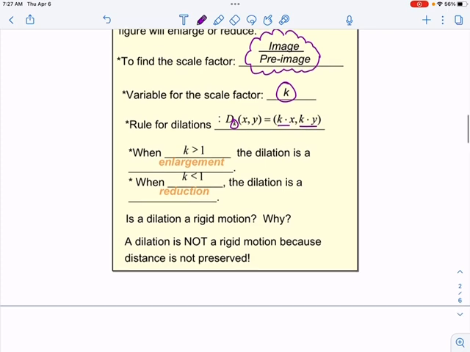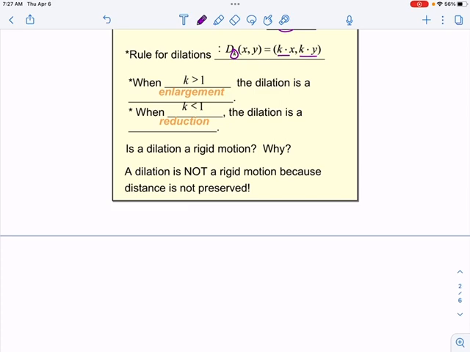If your k value is greater than 1, your dilation is going to be an enlargement. When your k factor is less than 1, the dilation is going to be a reduction. Your picture will get smaller. Underneath, it's asking, is a dilation a rigid motion and why? Everything we've been talking about inside this chapter keeps bringing up rigid motion. A rigid motion preserves both distance and angle measure. A dilation is not a rigid motion because distance is not preserved. The size of your figure has changed. Your angle measures are going to be the same, but the size of your sides is not.